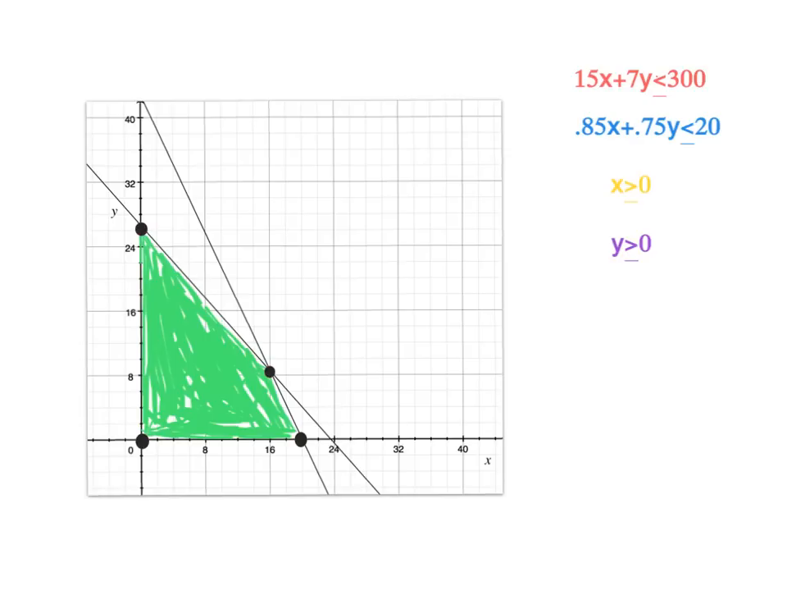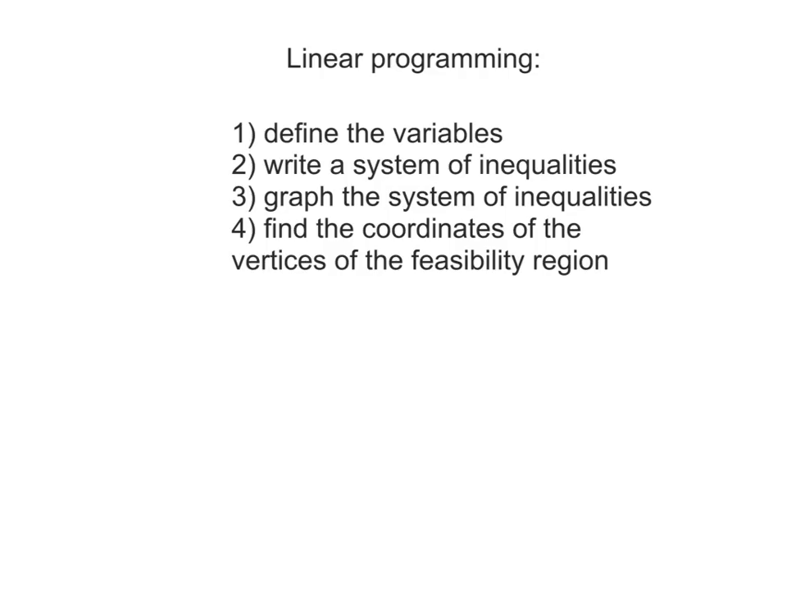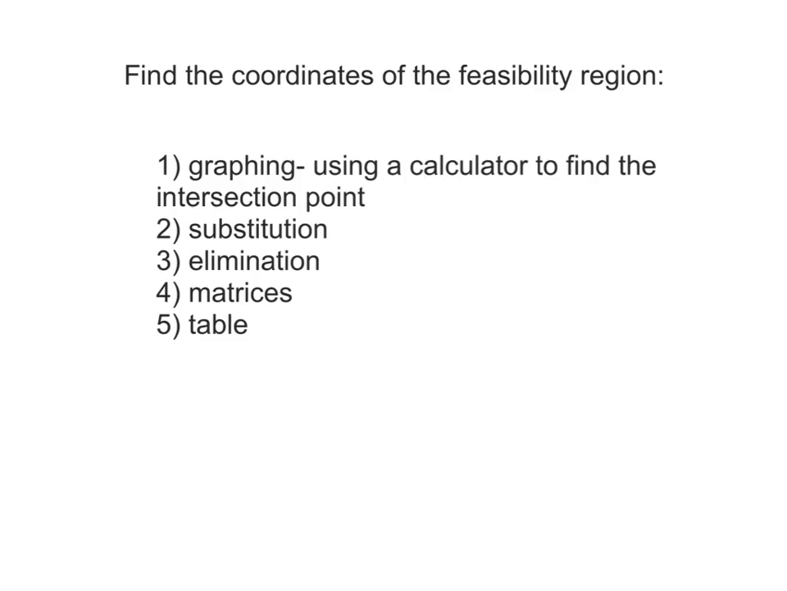Since these vertices are the most important points, we need to figure out what their coordinates are. That is our next step: to find the coordinates of the vertices of the feasibility region. Finding these coordinates is where we put together everything that we've learned over the last couple weeks to find our solutions. We've been talking a lot about solutions: what the solution to an equation is, what a solution to a system of equations is, what a solution to an inequality is, and what a solution to a system of inequalities is. And that's where this all comes in.